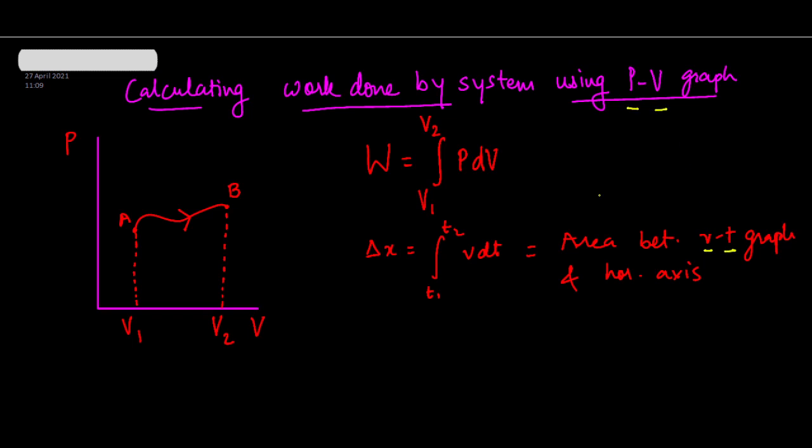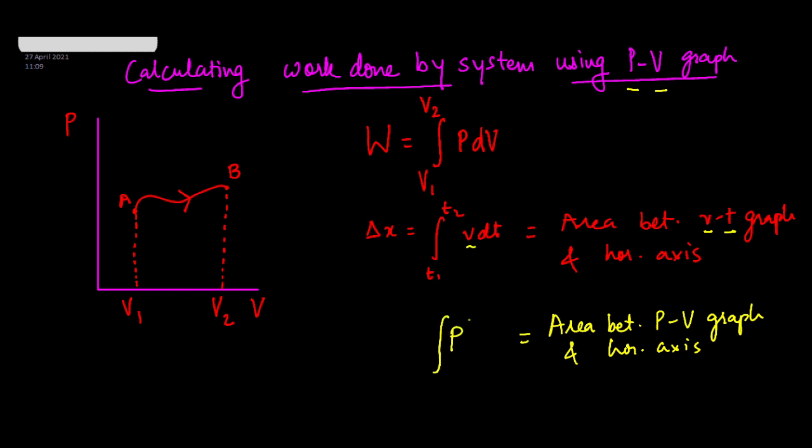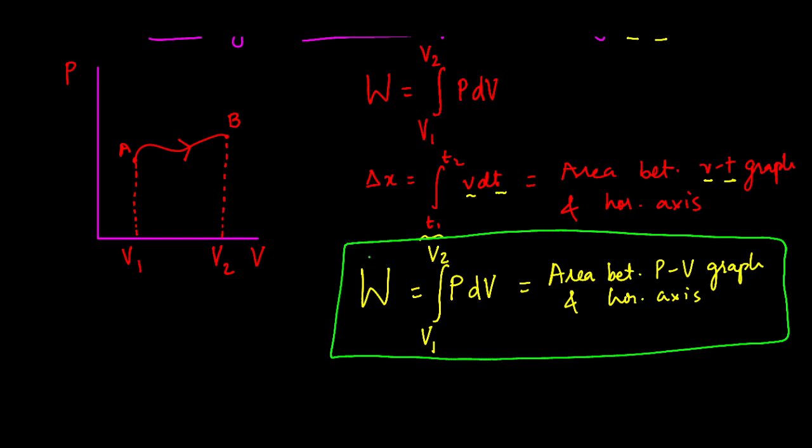if we have a PV graph, instead of a VT graph, if we have a PV graph, so area between PV graph and horizontal means x axis is equal to, શું થવું જોઈએ? Should be equal to integration. v છે ત્યાં p લખવાનું, t છે ત્યાં v લખવાનું. ઇનિશિયલ ટાઈમ t1 ની જગ્યાએ ઇનિશિયલ વોલ્યુમ ને ફાઇનલ વોલ્યુમ. અરે આ તો વર્ક કહેવાય. Done. Okay, I hope it is absolutely clear.